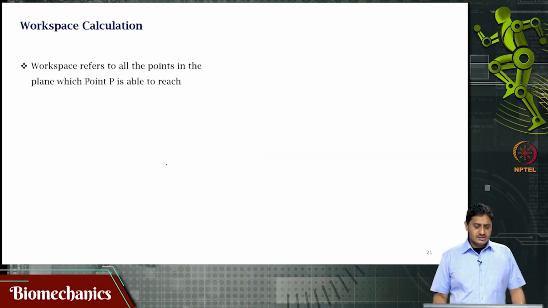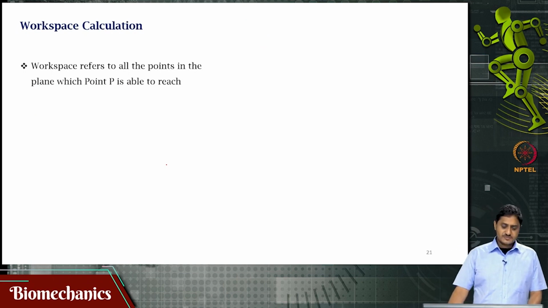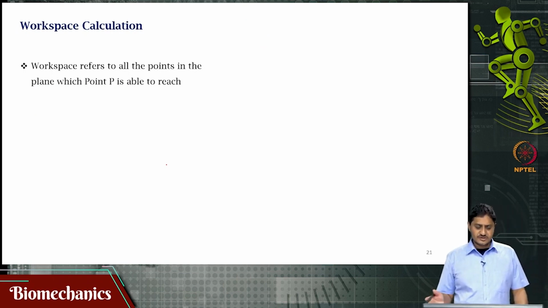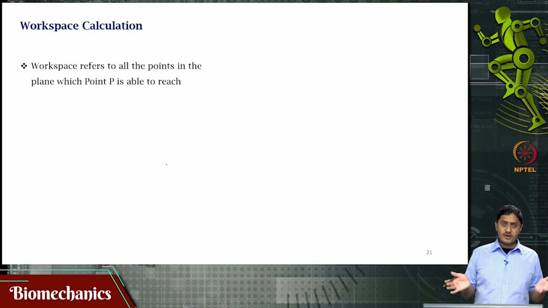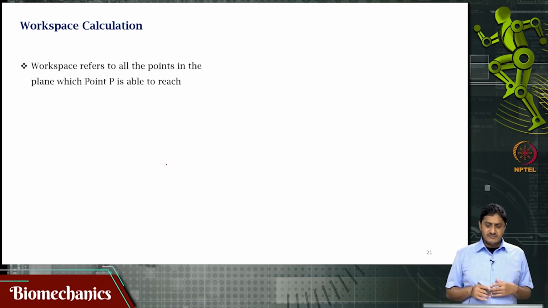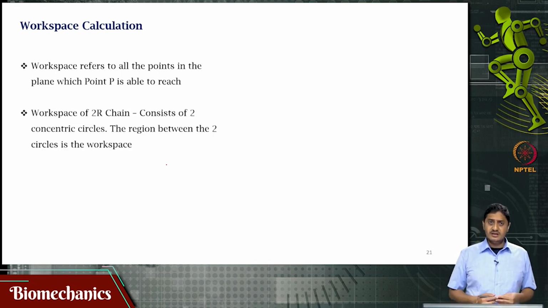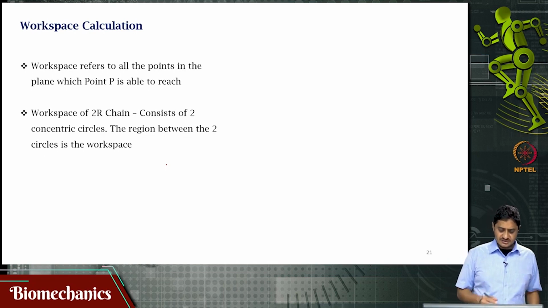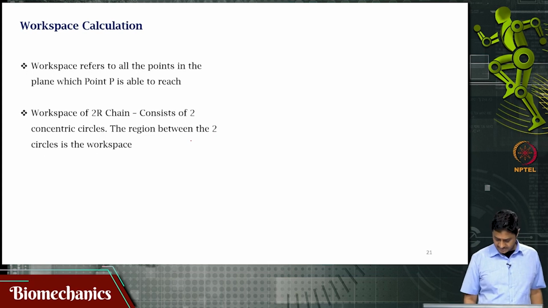We are interested in computing the workspace. What is this workspace? It refers to the set of all points in the plane to which this point P will be able to reach. For example, in a 2 link chain, a 2R chain, it consists of 2 concentric circles. The region between the 2 circles is the workspace.